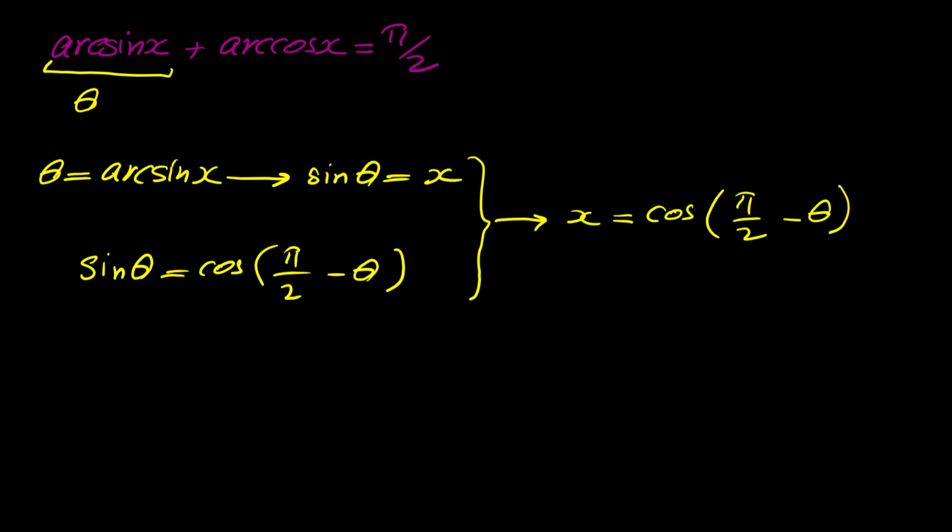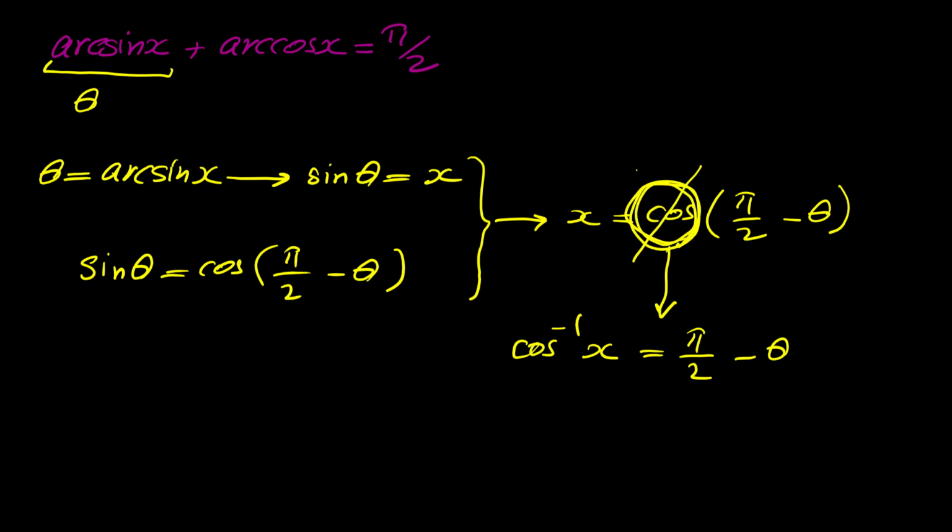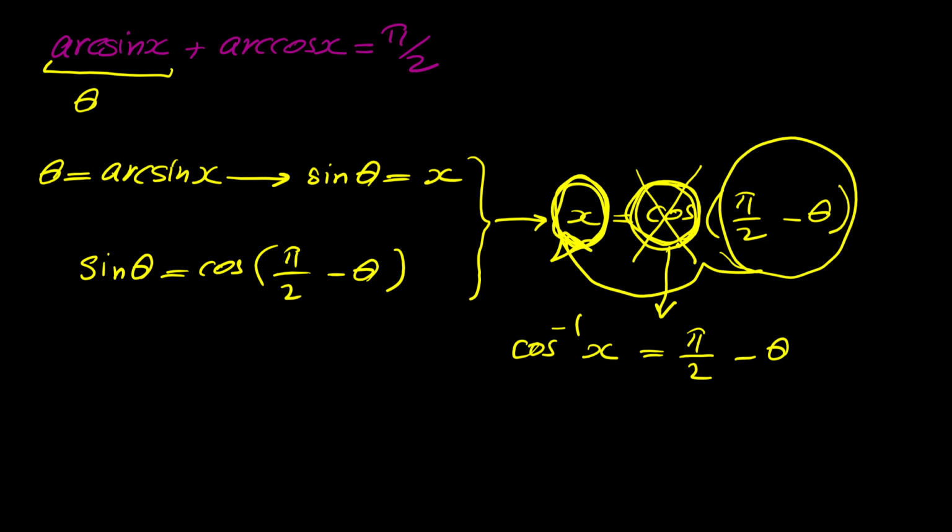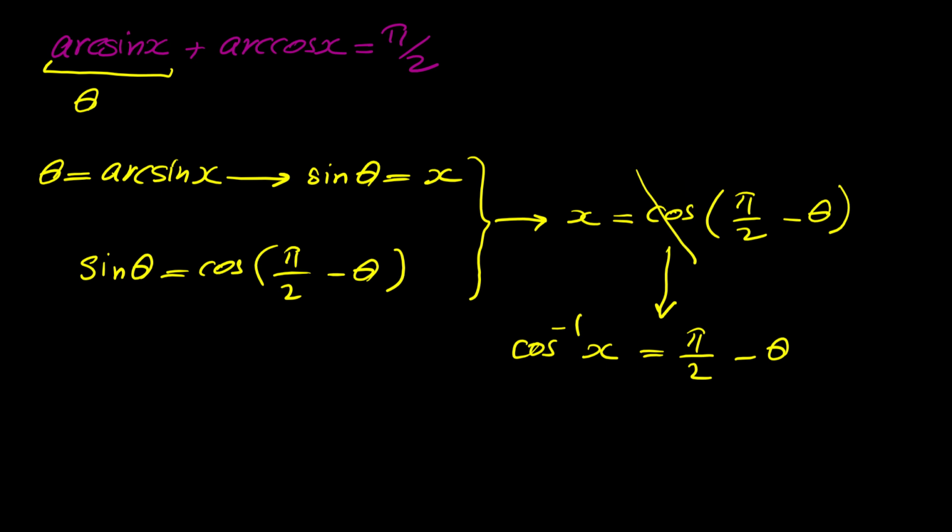From this relation, that cosine of pi over 2 minus theta is x, we now conclude that cosine inverse of x is pi over 2 minus theta. To get rid of this cosine, we use the inverse of cosine. We eliminate this function from here and we apply its inverse to the other side. When cosine of an angle is equal to a number, then cosine inverse of that number would give you that angle. But there is something that, again, is important and you need to consider.